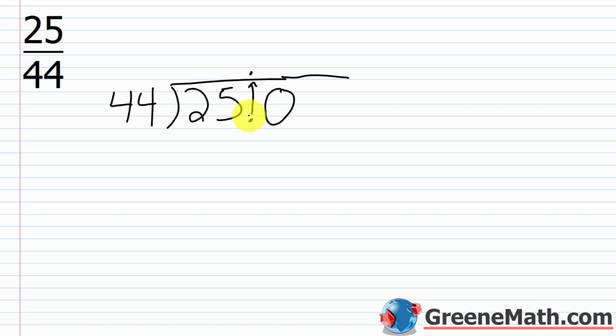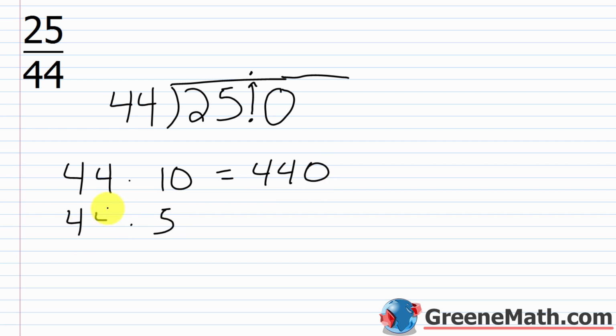A lot of us don't really work with 44 that often, but just think about 44 times 10. 44 times 10, that's 440. Obviously that's too big. But if you cut it in half, you're going to get a number that's just right. Cut 400 in half, you get 200.